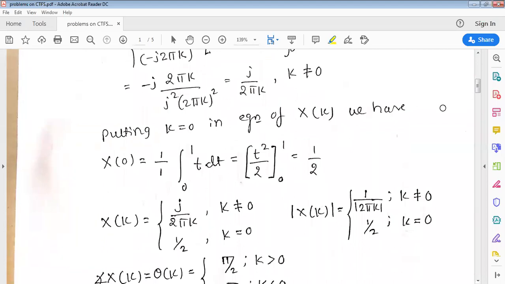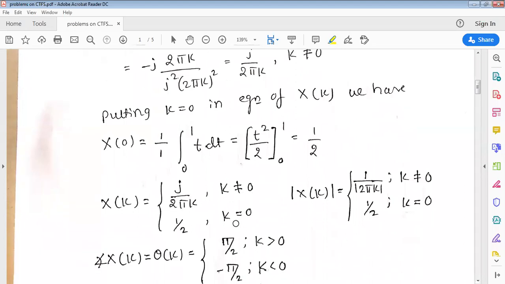So what is the final answer? The answer x of k is equal to j by 2 pi k when k is not equal to 0. When k is equal to 0, it is 1 by 2. So take the modulus. Modulus means the j term will vanish. It will become 1 by 2 pi k, modulus of 1 by 2 pi k when k is not equal to 0, and 1 by 2 when k is equal to 0.